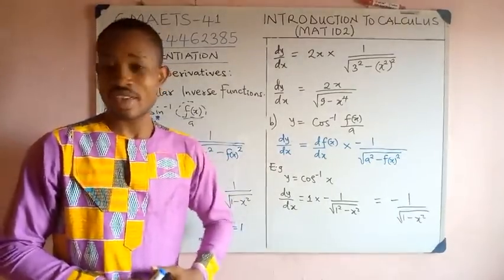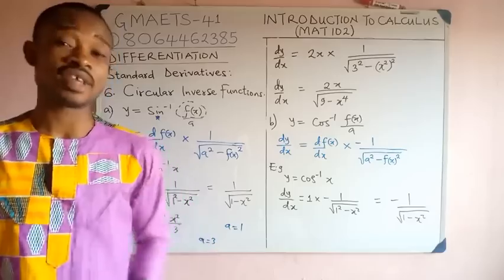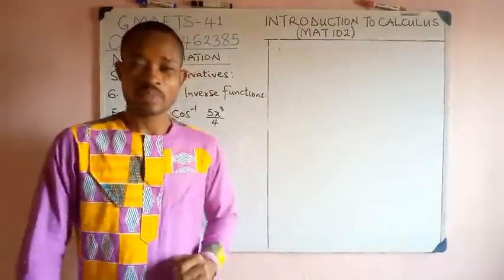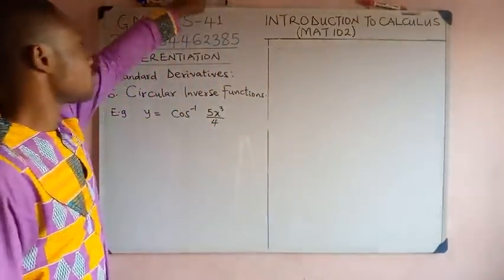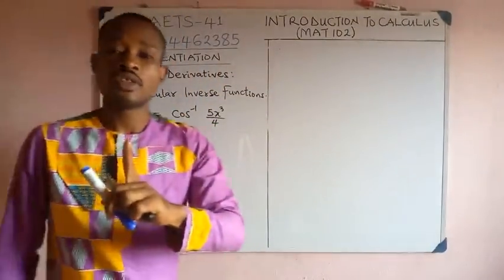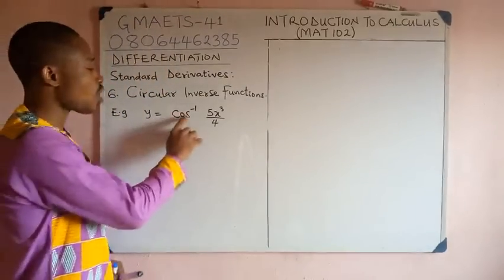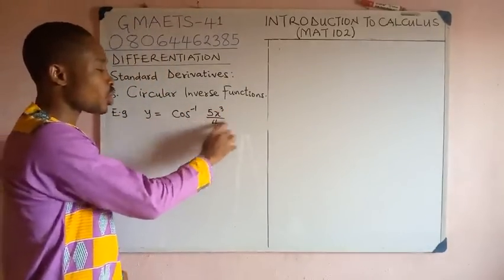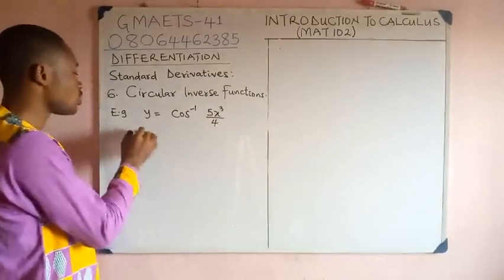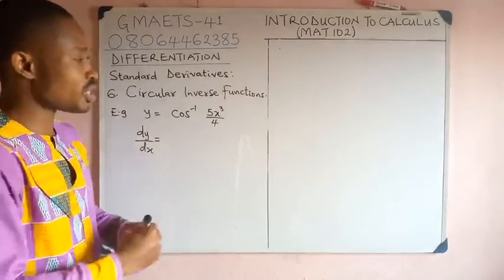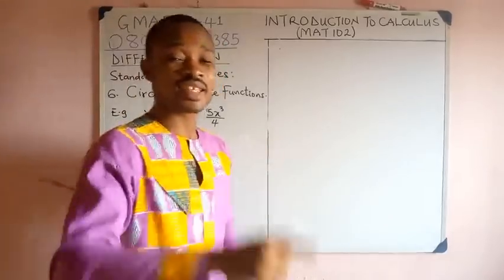Derivative of cos inverse. It's very similar to that of sine inverse, only a negative sign separates them, okay? Now we have this example on the board, okay? We're going to use it to explain the concept of derivative of cos inverse. Now we have y to be equal to cos inverse of 5x cubed all over 4. If we are to obtain the dy dx, what do we do? That is the differential coefficient. Remember the standard for cos inverse, we said it's the negative of that of sine inverse.